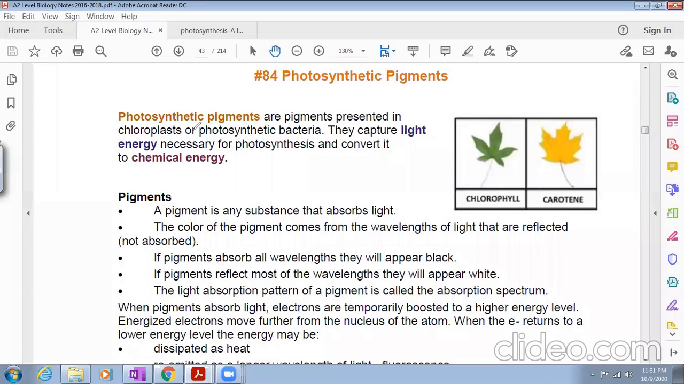photosynthetic pigments. Photosynthetic pigments are pigments present in chloroplast or photosynthetic bacteria that capture light energy necessary for photosynthesis and convert that into chemical energy. In the light reaction of photosynthesis, sunlight is trapped by chloroplast, and that is converted into what? ATP and NADPH, and that is utilized in the dark reaction of photosynthesis, right?